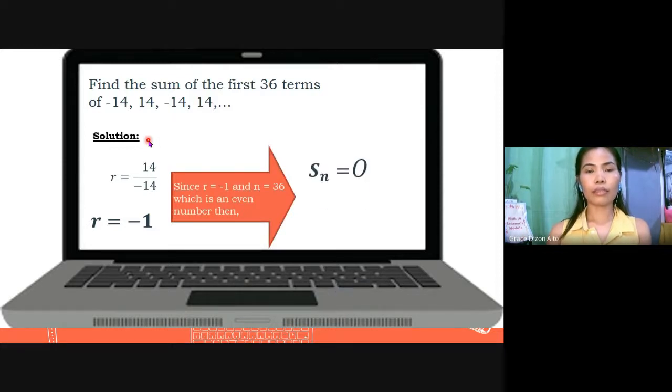Therefore, condition number 3 states that if r is -1 and the number of terms is even, the sum of the geometric sequence is 0. So we don't need to solve anything. That's equal to 0. So the number of terms, which is 36, gives 0, and S of 36 is equal to 0. Okay?